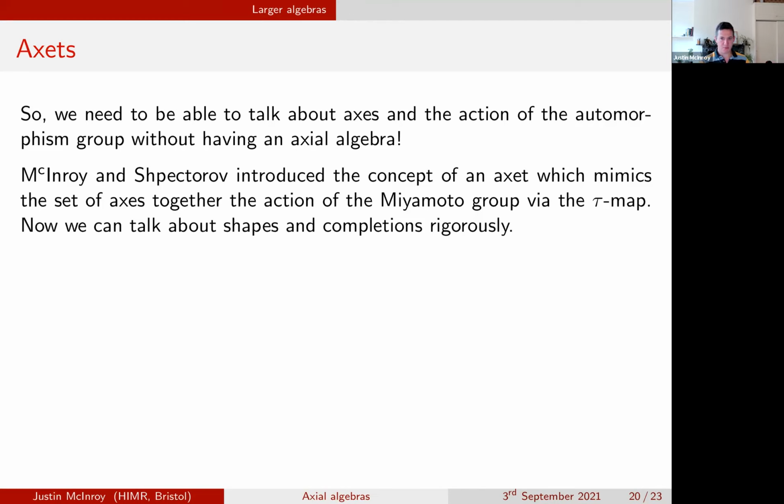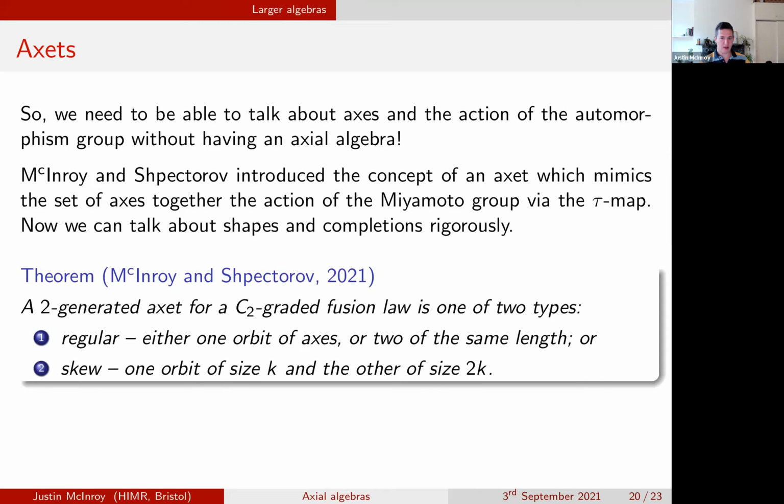And let's just go back to thinking about our two-generated case. So suppose I've got a two-generated axet for a C2 graded fusion law. These are the ones we've mostly been interested in. We showed that it falls into one of two types. There are the regular ones, where you've either got one orbit of axes, or two orbits of axes, one for each generator, but those two orbits are the same length.